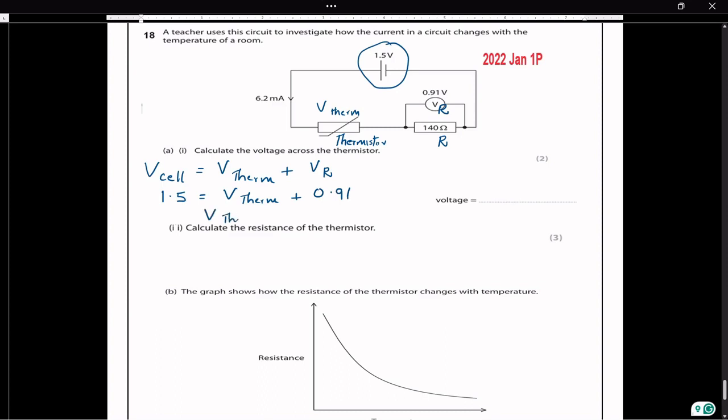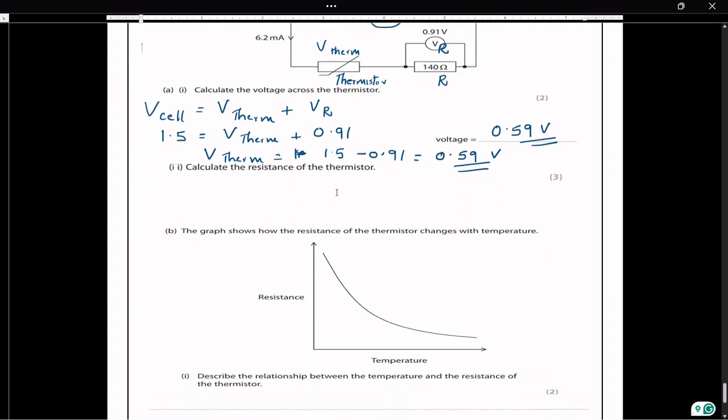So V of the thermistor we can calculate as 1.5 minus 0.91. Please make use of your calculator to get the answer. It's giving an answer of 0.59 volts. So let us write it here. The voltage is 0.59 volts.